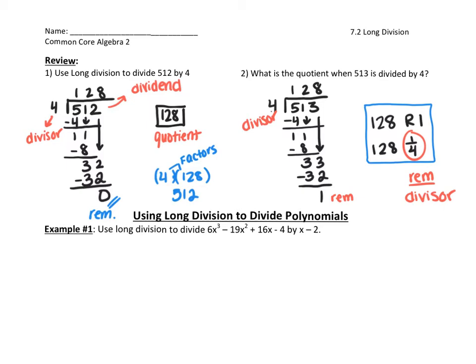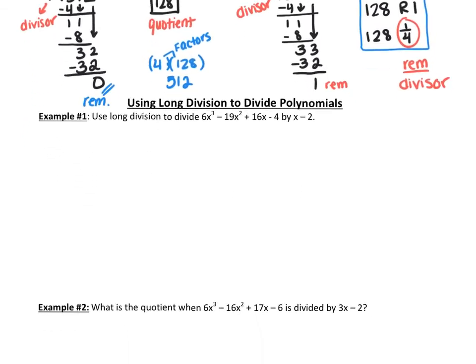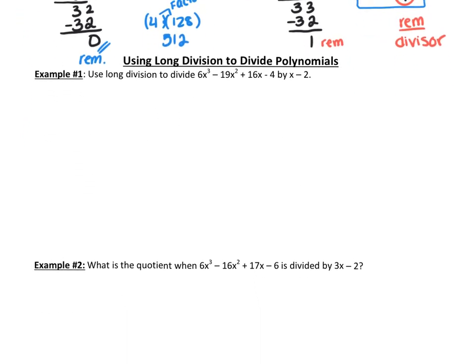So let's look at example number 1. The question says, use long division to divide this polynomial by x minus 2. So just like we did before, the x minus 2 goes on the outside, and on the inside, we're going to put 6x to the third minus 19x squared plus 16x minus 4. So the idea is very similar. We're going to decide how many times this x is going to go into 6x to the third. I like to think of it as multiplication.